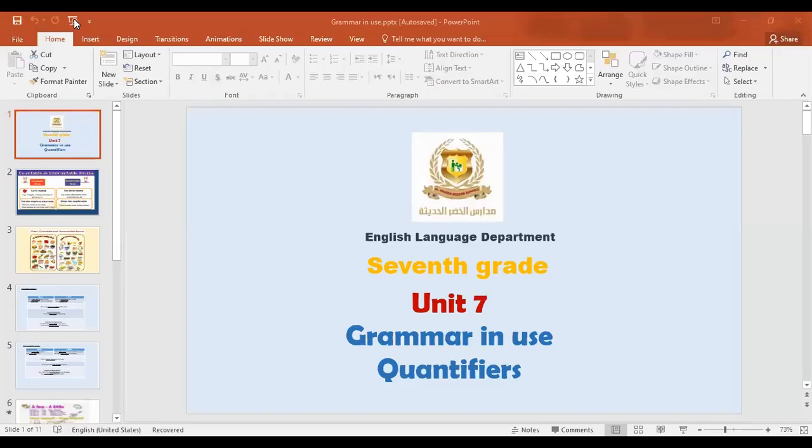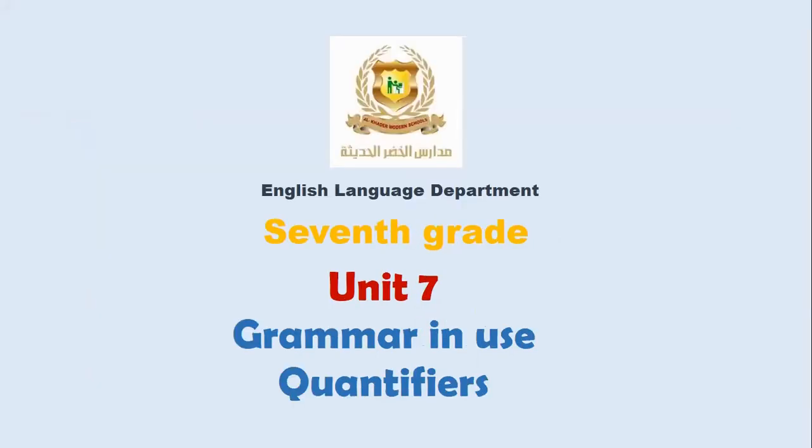Today we are going to discuss a new topic together. It is about the quantifiers. So, what are the quantifiers? Quantifiers are words which are used at the beginning of the noun. It is a word we put before a noun to express the amount, the amount الكمية or the degree أو درجة الشيء.